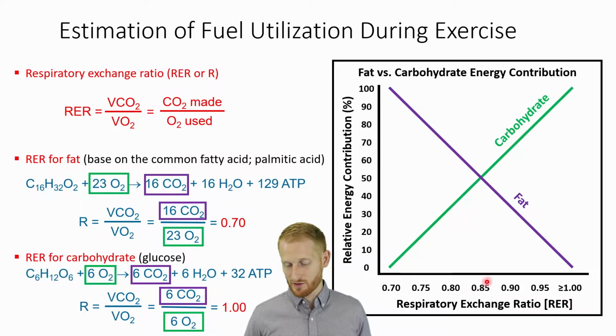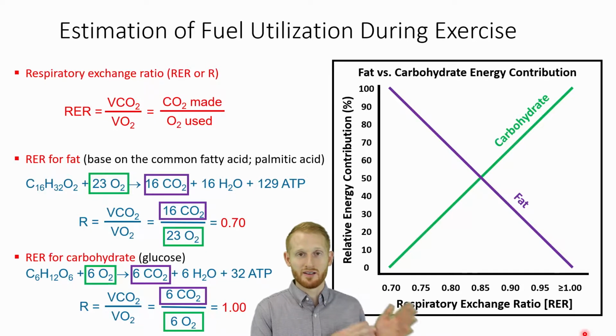All right, so if we look here at the respiratory exchange ratio on the x-axis and relative energy contribution on the y-axis, we can see carbohydrates go up as the RER goes up, and fat metabolism goes down as the RER goes up. All right, so in other words, the higher the exercise intensity, the more carbohydrates you're going to be burning aerobically, and the less fat you're going to be burning aerobically.